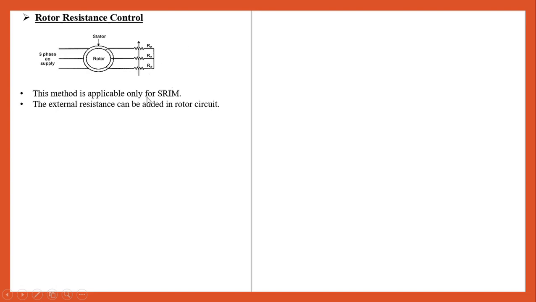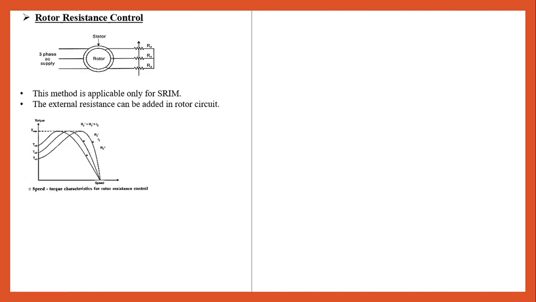This method is applicable only for slip ring induction motor because rotor side resistance can be connected only in slip ring induction motor. The external connections taken from rotor are applicable only for slip ring induction motor. So the external resistance can be added in the rotor circuit. By varying the rotor resistance which is connected externally, we can vary the speed of that particular three-phase induction motor.